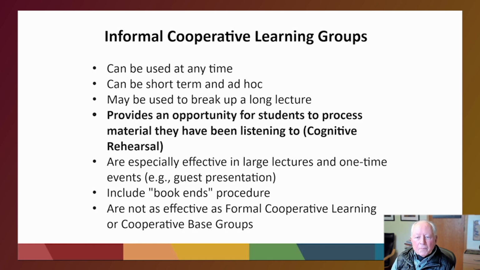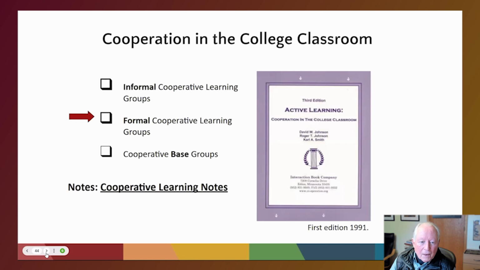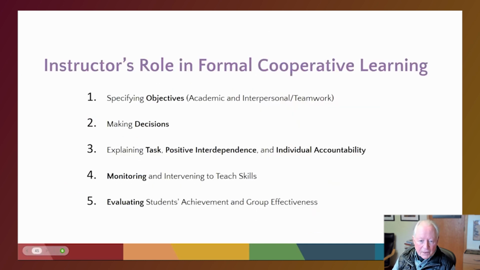The bad news is it's not the best that we know how to do. The best that we know how to do is formal cooperative learning groups and base groups, which we'll very briefly say a little bit more about. Formal groups are very formal teams. They're pretty highly structured. Some of the key elements of faculty decision making are on the next slide, being very clear about the objectives, especially for enduring outcomes.